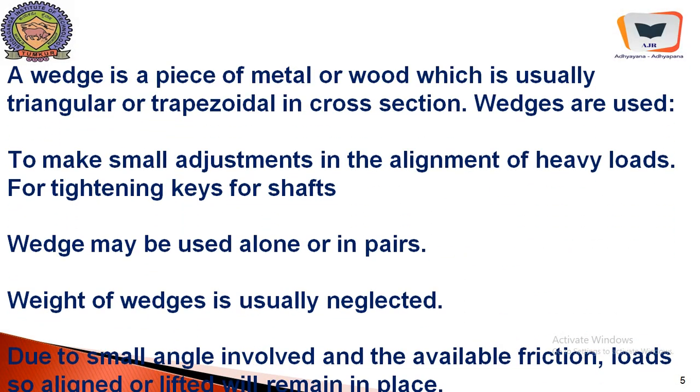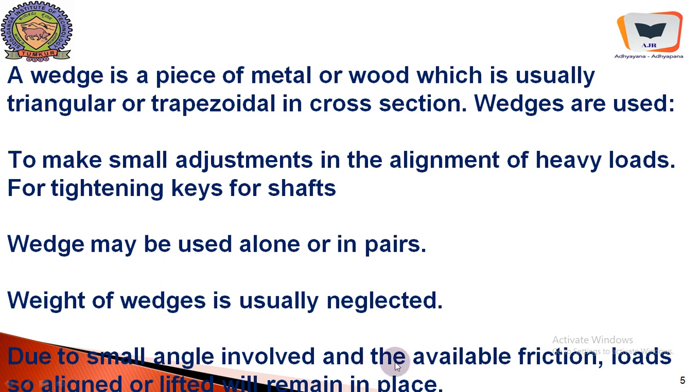Therefore, to summarize, a wedge is a piece of metal or wood which is usually triangular or trapezoidal in cross section. Wedges are used to make small adjustments in the alignment of heavy loads and for tightening the keys of shafts. A wedge may be used alone or in pairs depending on the situation. The weight of wedges is usually neglected because the weight of the wedge never comes into play. It is exactly the friction that is developed. As I said earlier, due to the small angle involved and the available friction, loads aligned or lifted with the help of the wedge will remain in place for a longer duration.